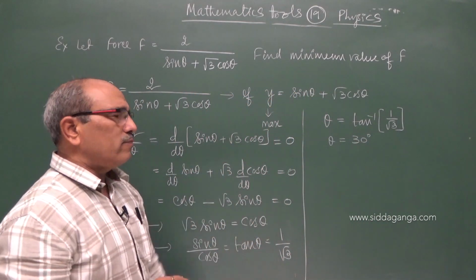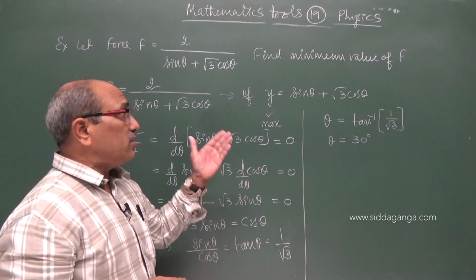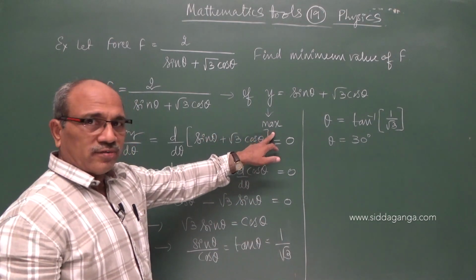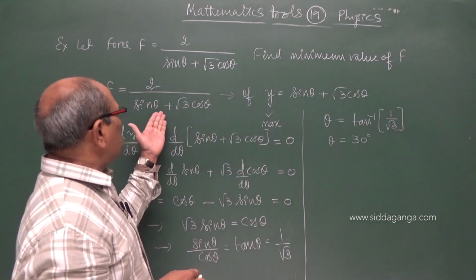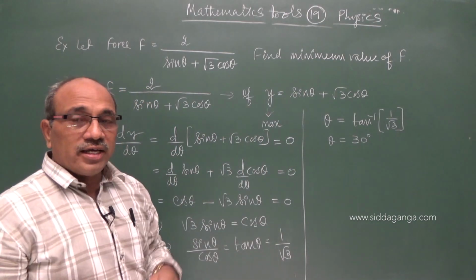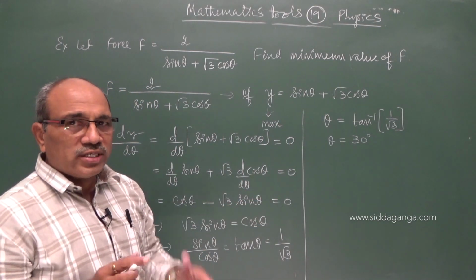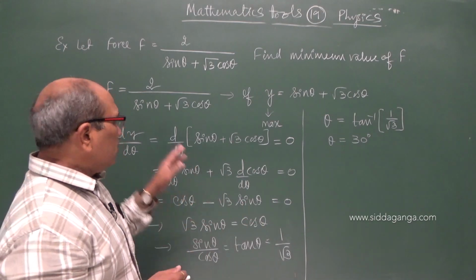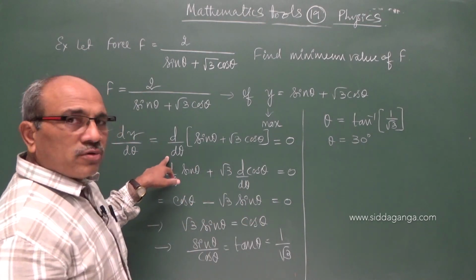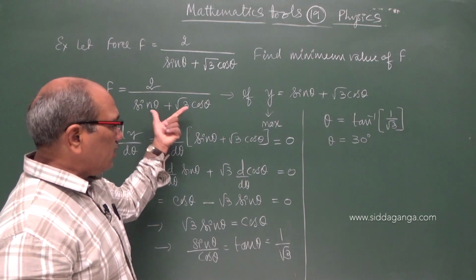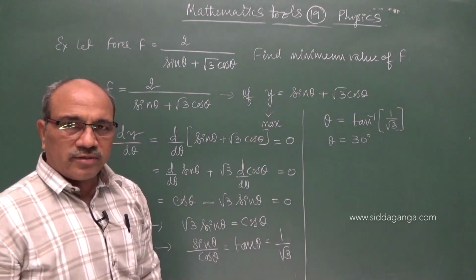The value is 30 degrees. But we are not confirmed whether it has to be shown as maxima. Theta we got, we can substitute here and get the answer. I cannot say at this stage maximum. One stage is clear: we took the first order derivative of the denominator only and showed it to be equal to theta 30.